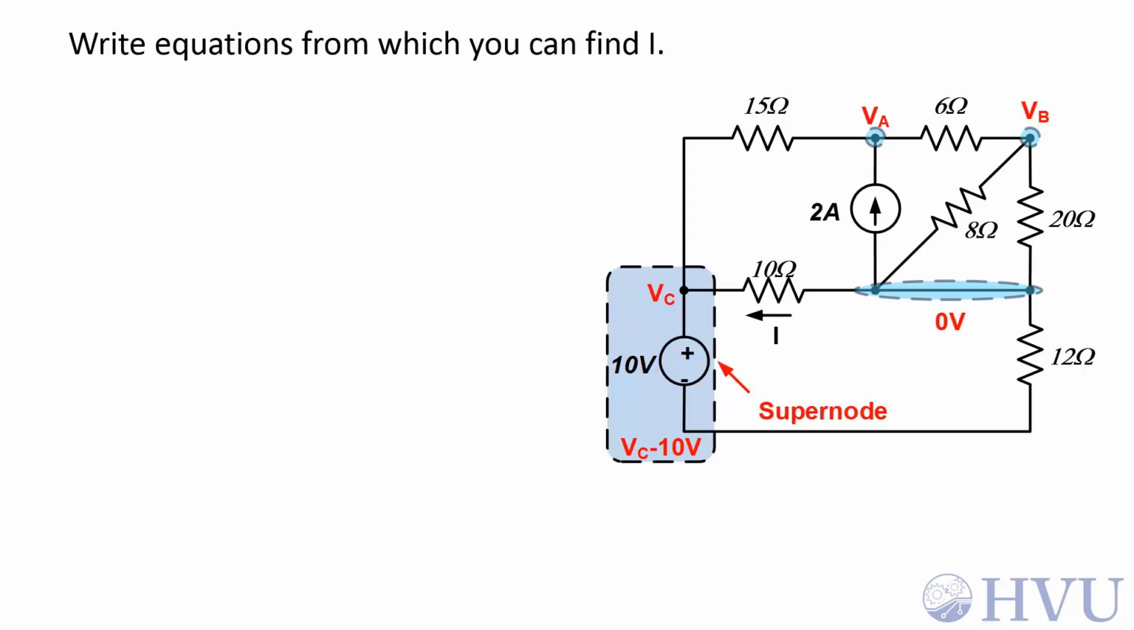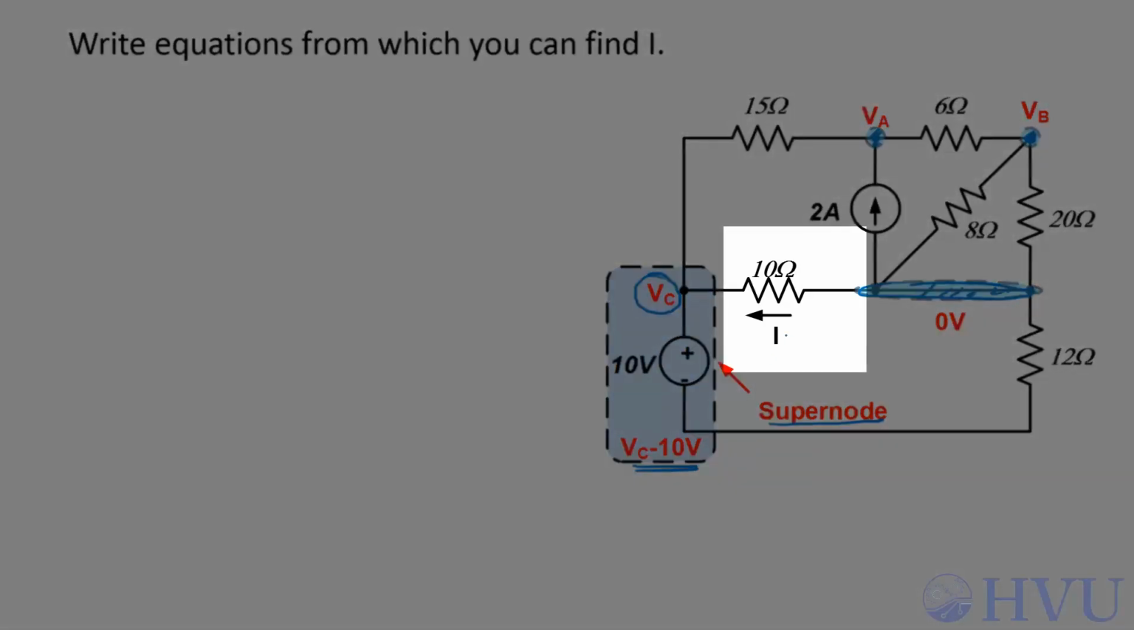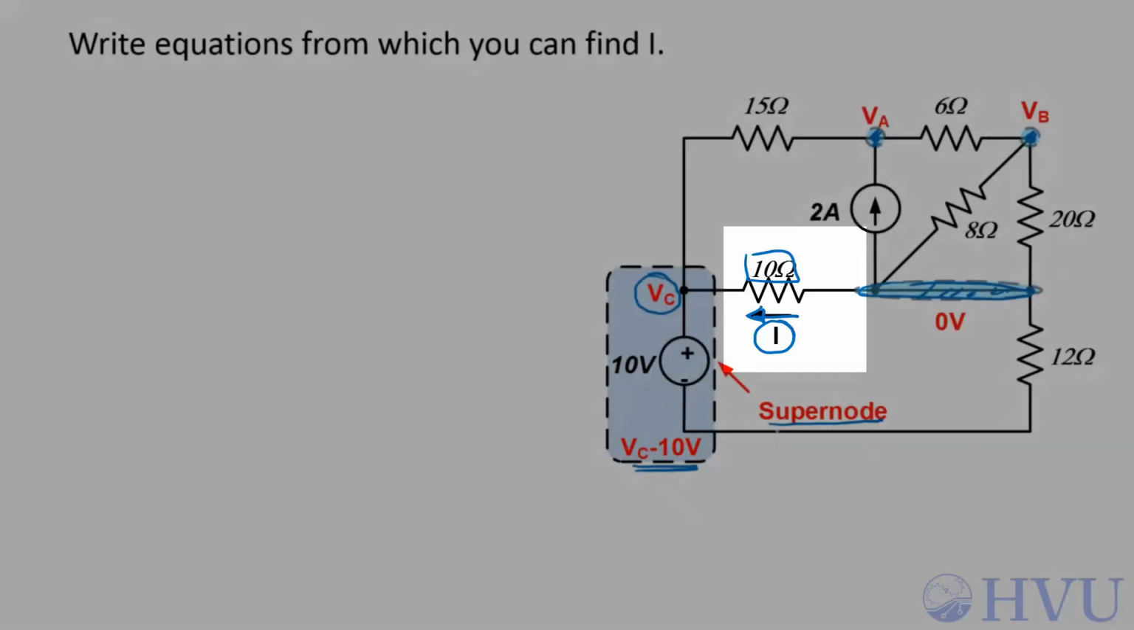In this circuit, we're given node definitions. VA, VB is up here. Our reference node, 0 volts, is down here. This is a supernode. Its independent voltage is VC up here, which means it also has a dependent voltage VC minus 10 volts down here. We want to write a set of equations from which we can find the current I through this 10 ohm resistor, with positive being in the indicated direction.